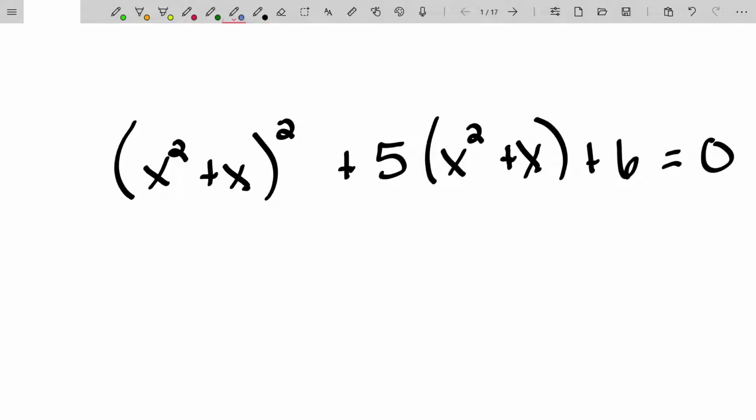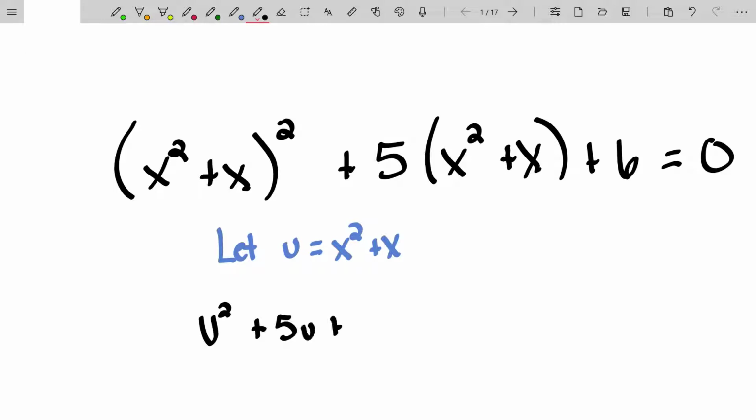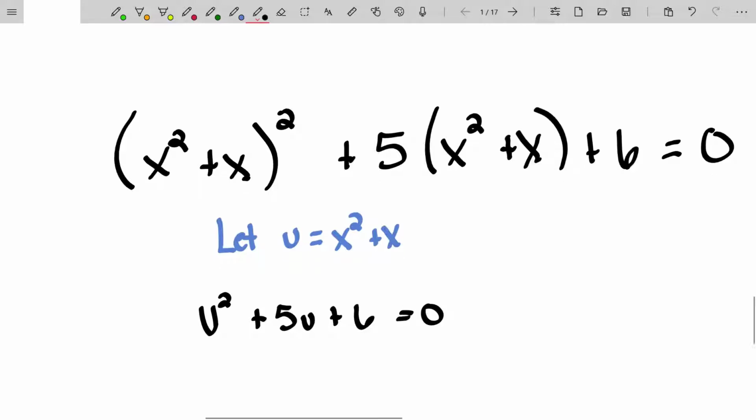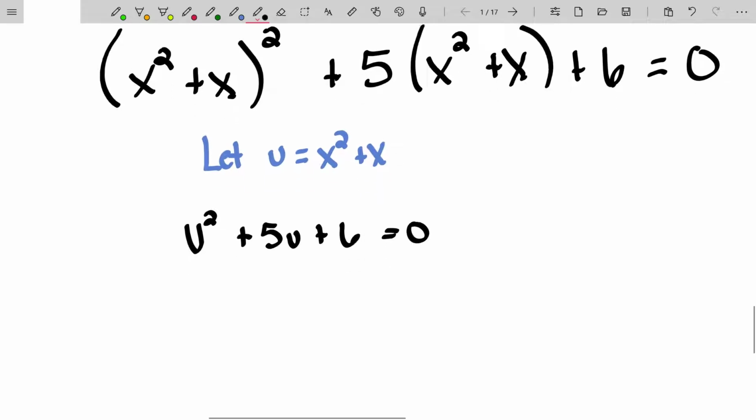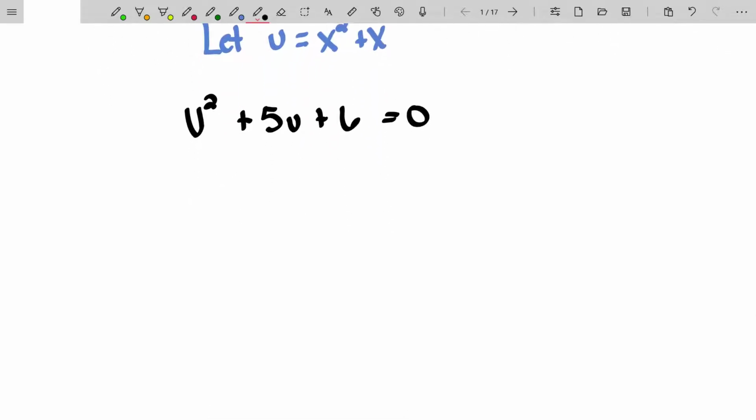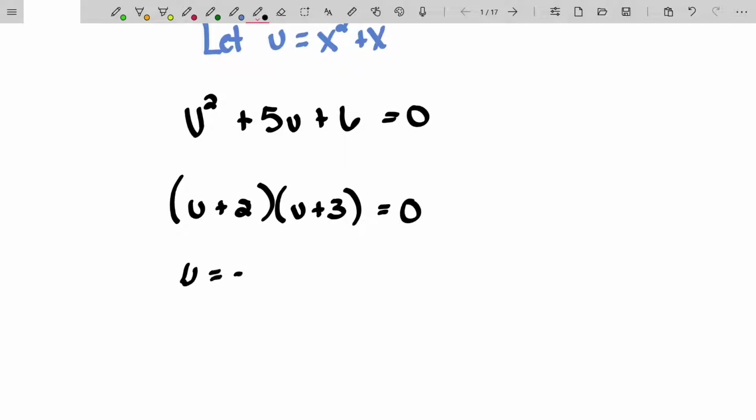So what we would do here is let u equal x squared plus x. It's called a u substitution. If you do that, then you're really looking at u squared plus 5u plus 6 is equal to 0. And look how nice that trinomial is versus the original equation. This equation right here is much easier to deal with. And by the way, it factors: u plus 2 times u plus 3 will equal 0. Therefore, either u is equal to negative 2 or u is equal to negative 3.